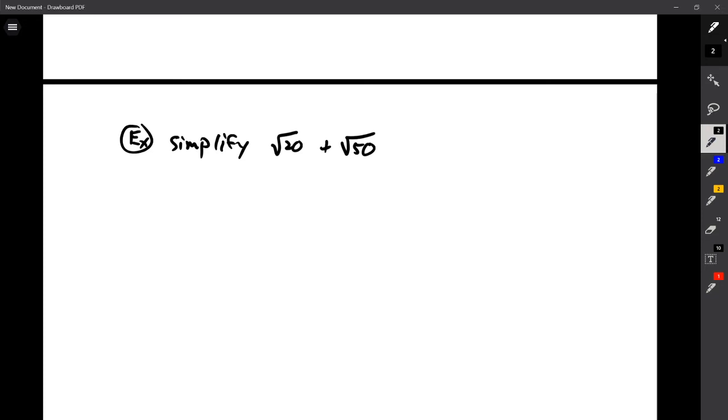Well, 20 we could say is the same thing as 2 times 10. But 2 isn't a perfect square, and 10 is not a perfect square. But what if we represented the square root of 20 as the square root of 4 times 5?